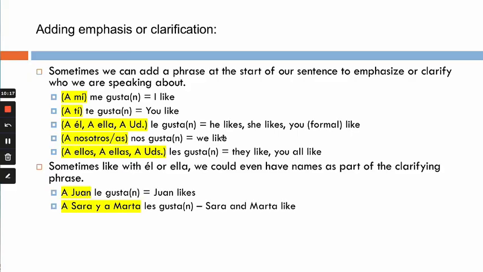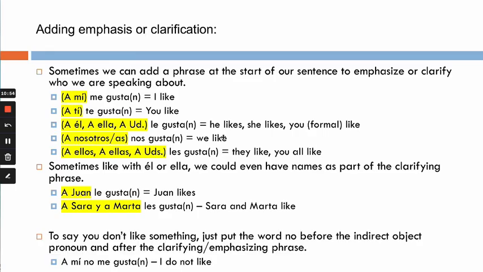Sometimes, like with él or ella, we could even use their names as part of the clarifying phrase. So instead of saying a él le gusta, I could say a Juan le gusta, and that means Juan likes. So now you know who he is. It's Juan. Instead of saying a ellas les gusta, I could say a Sara y a Marta les gusta, to mean Sara and Marta like. That way you know who les is referring to.